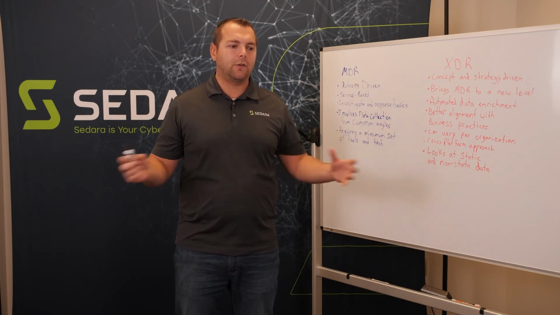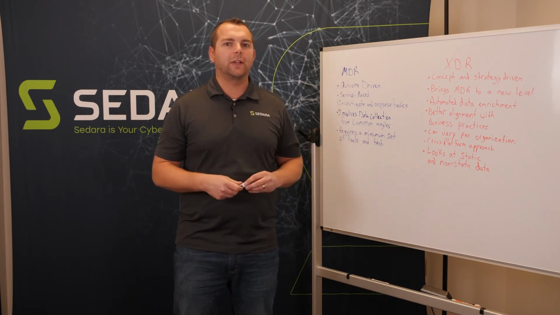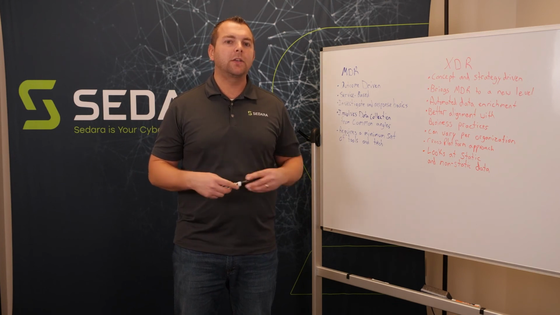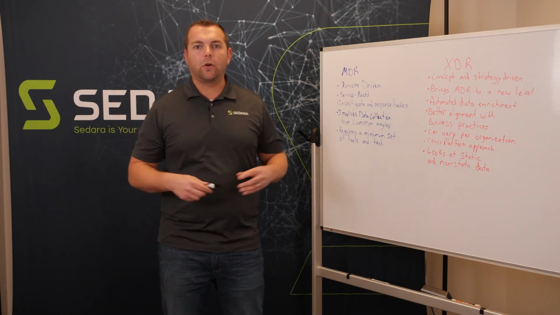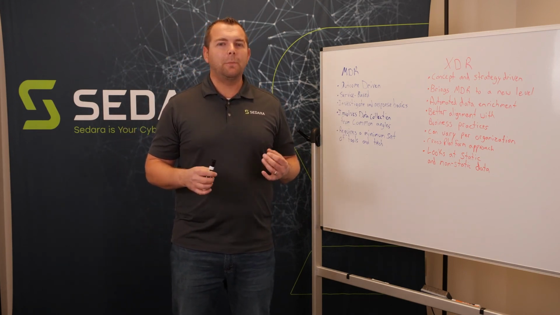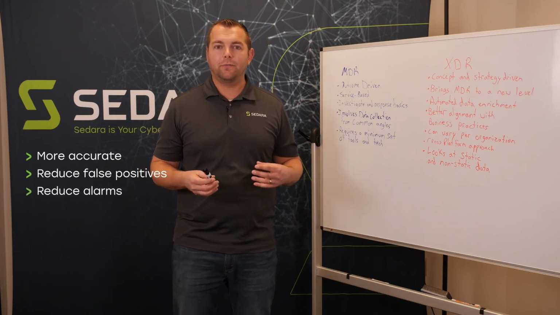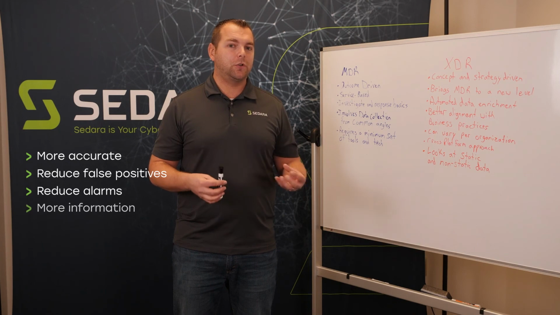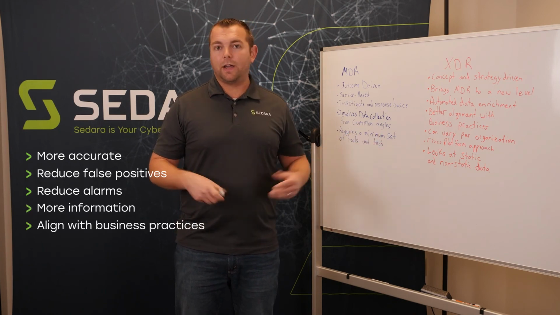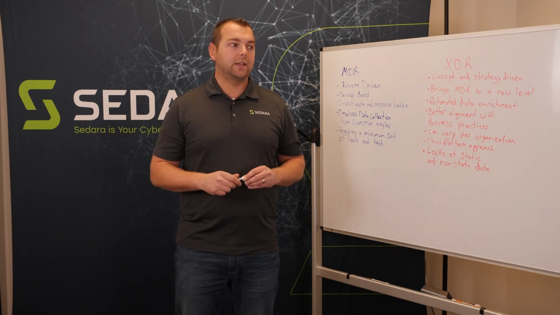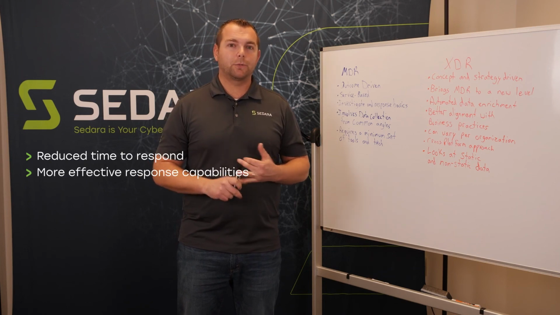you're pulling data from different areas that normally we weren't doing before, but now we're starting to look at how it applies to the business, how it may affect or indicate to us that there's an issue or activity going on from a security or access perspective that really shouldn't be there, and make it much more accurate, reduce your number of false positives, reduce the number of alarms you're actually investigating, because when they come up, they should be very detailed, you should have a lot more information, and they should align with exactly what you defined as your business practice and your operating model. What that is going to translate to is reduced time to respond and more effective response capabilities.